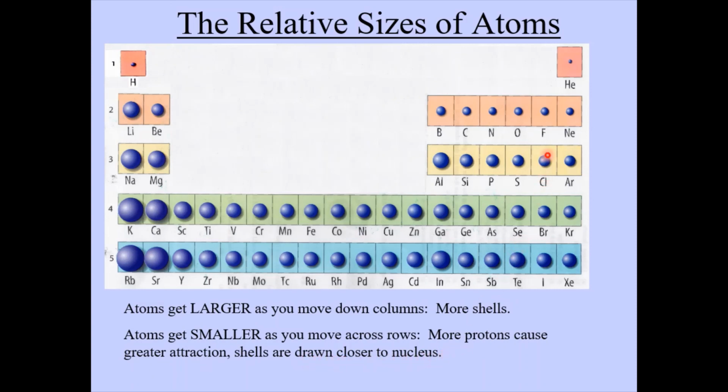In other words, chlorine here, even though it has 3 shells, just like sodium, has more protons pulling those shells and squeezing them in tight due to the attraction between the protons and the electrons. So as we go across the row, we see smaller and smaller atomic sizes.